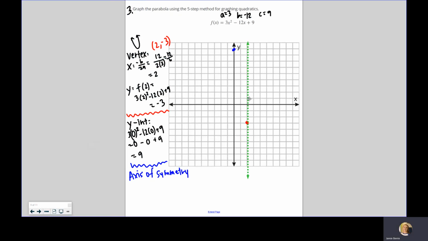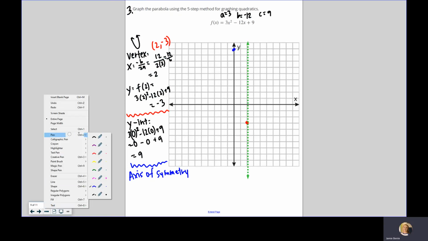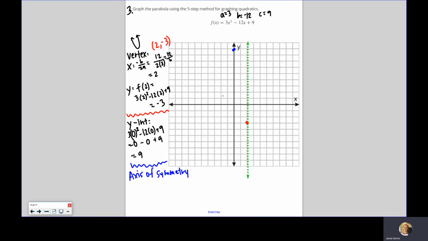And what the axis of symmetry tells us is that instead of finding the x-intercept, we can make our lives a little bit easier by just using this axis of symmetry to find the next point. So if this is your y-intercept and it's 2 places away from the axis of symmetry, if we go 2 places to the right of the axis of symmetry, there's going to be another point there.